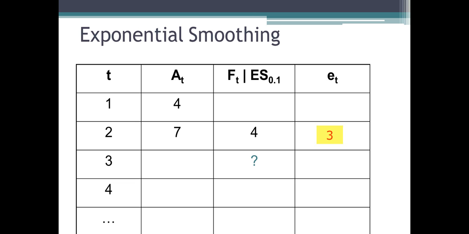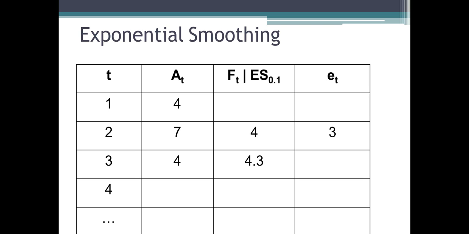So we take 3, we take 10% of that, 0.1 times 3, or 0.3, and add it back to our prior forecast of 4 and come up with 4.3 as our forecast for period 3. Again, we let time unroll. We see our actual value for time 3, in this case, let's assume it's 4.